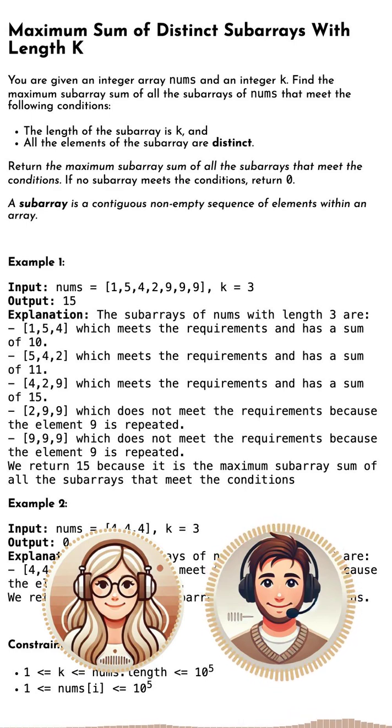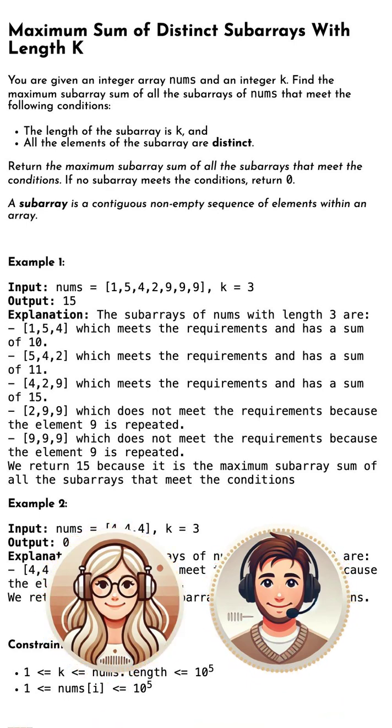What if k is bigger than the length of the whole array? Another good one. If k is bigger than the array itself, you can't exactly find a subarray of that length. It's like trying to fit a square peg in a round hole. So again, we'd return 0. We just can't find what we're looking for.